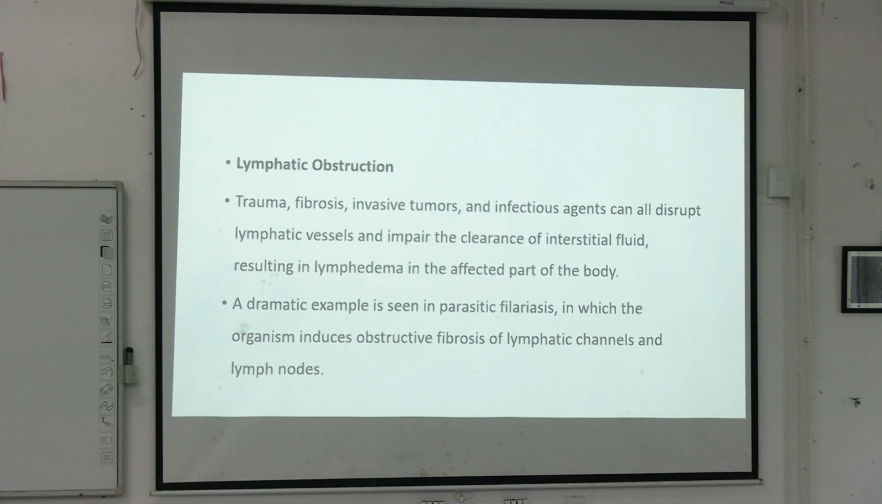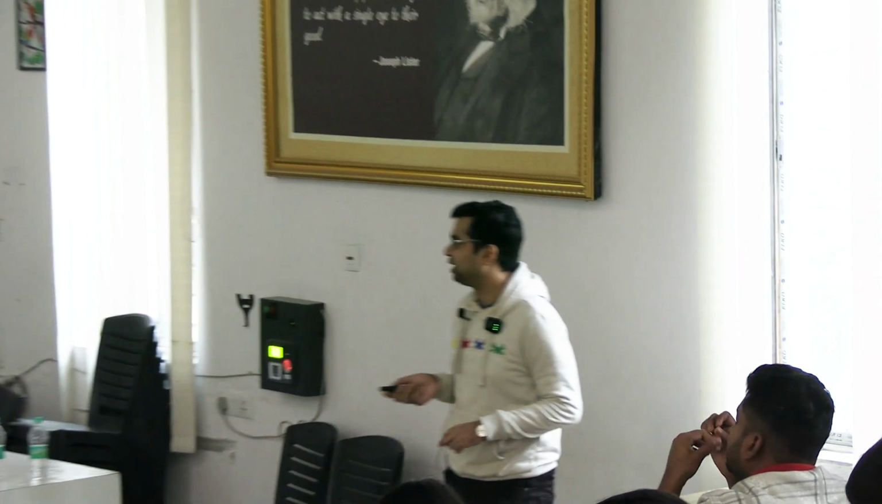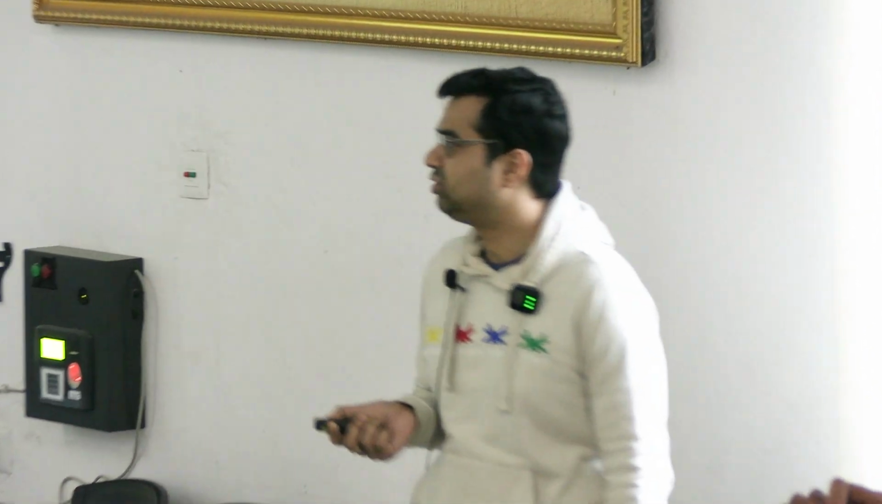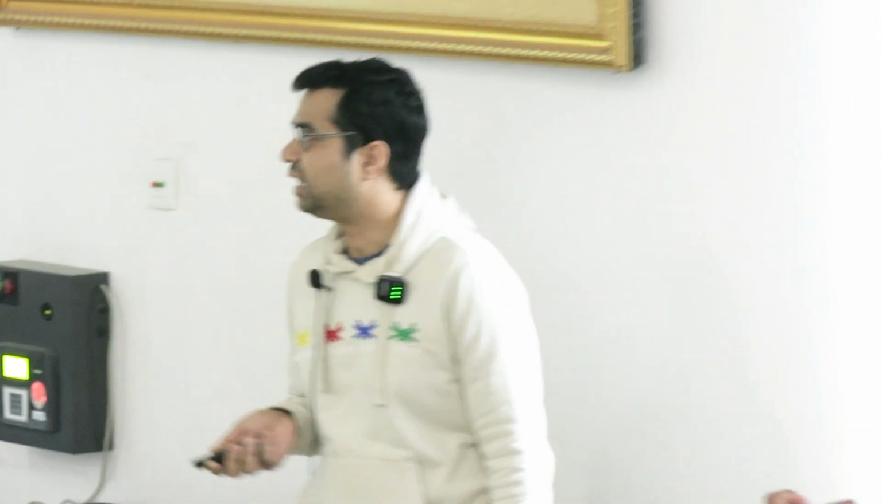Another mechanism is lymphatic obstruction. Trauma, fibrosis, invasive tumors, and infectious agents can all disrupt lymphatic vessels and impair the clearance of interstitial fluid, resulting in lymphedema in the affected part of the body. A dramatic example is seen in parasitic filariasis, in which the organism induces obstructive fibrosis of lymphatic channels and lymph nodes. This may result in edema of the external genitalia and lower limbs that is so massive as to earn the appellation of elephantiasis.